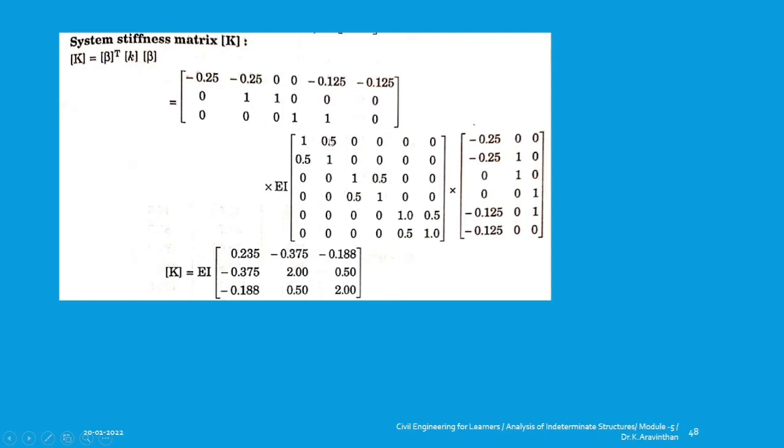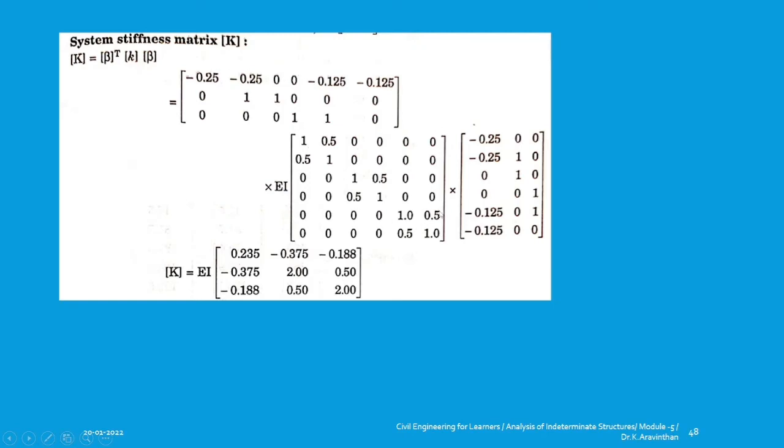1 into 1 into 1 will be this row into this column. So 0.25 into 0.5 will be the second value, minus 0.375, and this row into this third column, which will be 0 into 0 will be 0. So these two components will be 0 and the rest of the components will be 0. Okay, now you multiply this into this.